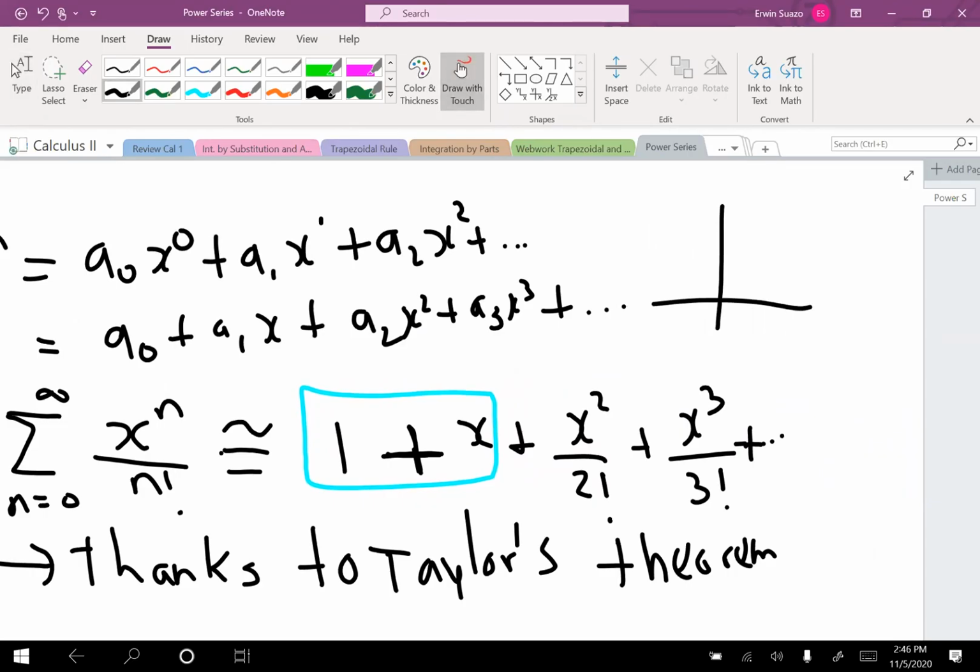Okay, exponential is like this, right? Exponential is like this. 1 plus x is what? At 0 is 1, and at minus 1 is 0. So this is the line. This is y equals 1 plus x.